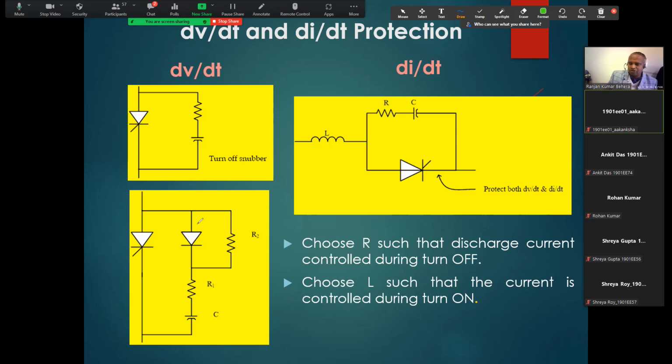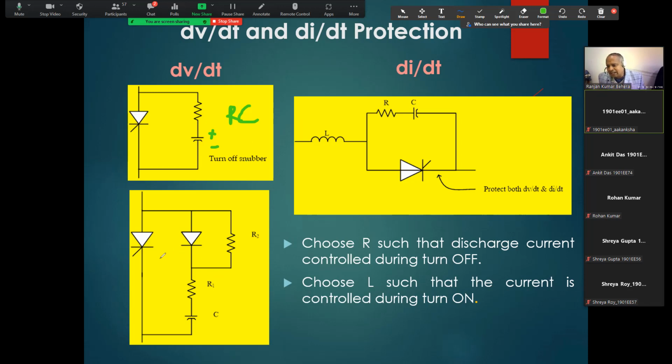In the on off circuit I have given, this capacitor is charged plus and minus. So when there is a turn off, there is not a sudden change in the voltage. The voltage developed across this thyristor depends on the RC time constant. As the time constant is very large, it will charge slowly.